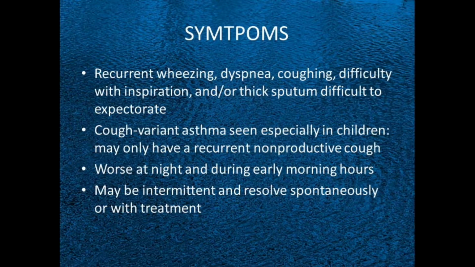Talking about the symptoms, a patient coming to you with asthma may mainly present with recurrent wheezing, dyspnea, coughing, difficulty with inspiration, and/or thick sputum difficult to expectorate. Cough variant asthma, seen especially in children, may only have a recurrent non-productive cough. It may be worse at night and during early morning hours. It may be intermittent or resolve spontaneously with treatment.